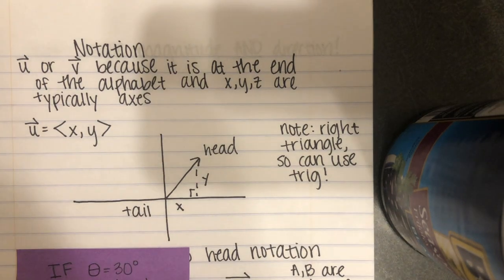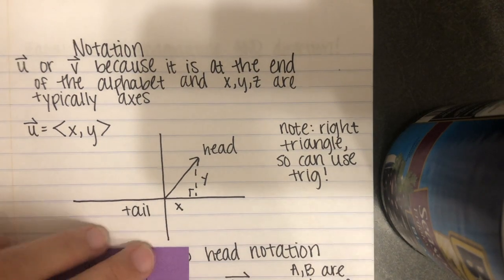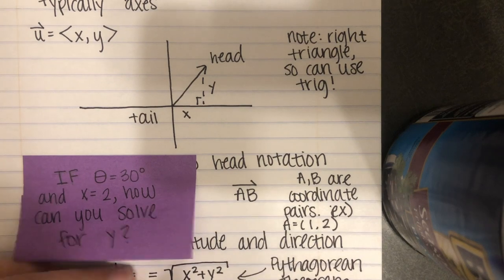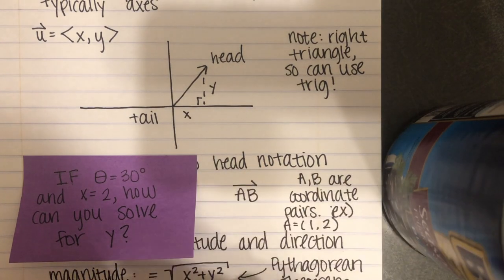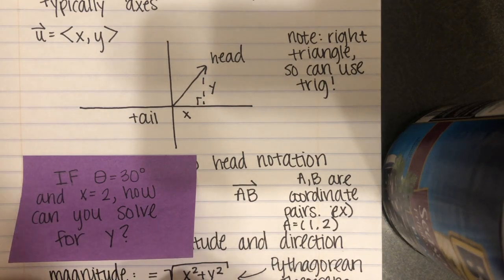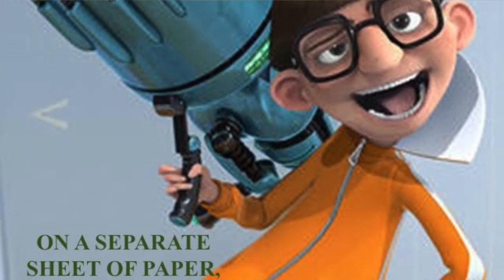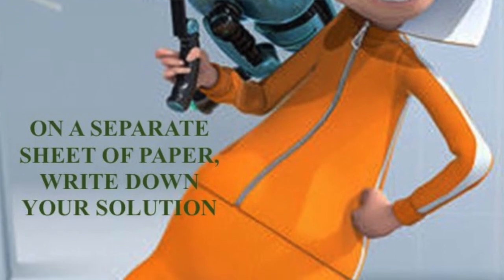So now what I want you guys to do is, if theta was 30, so if this angle right here was 30 and x was 2, how can you solve for y? So pause this video and I want you to write that down on a piece of paper and then press play.